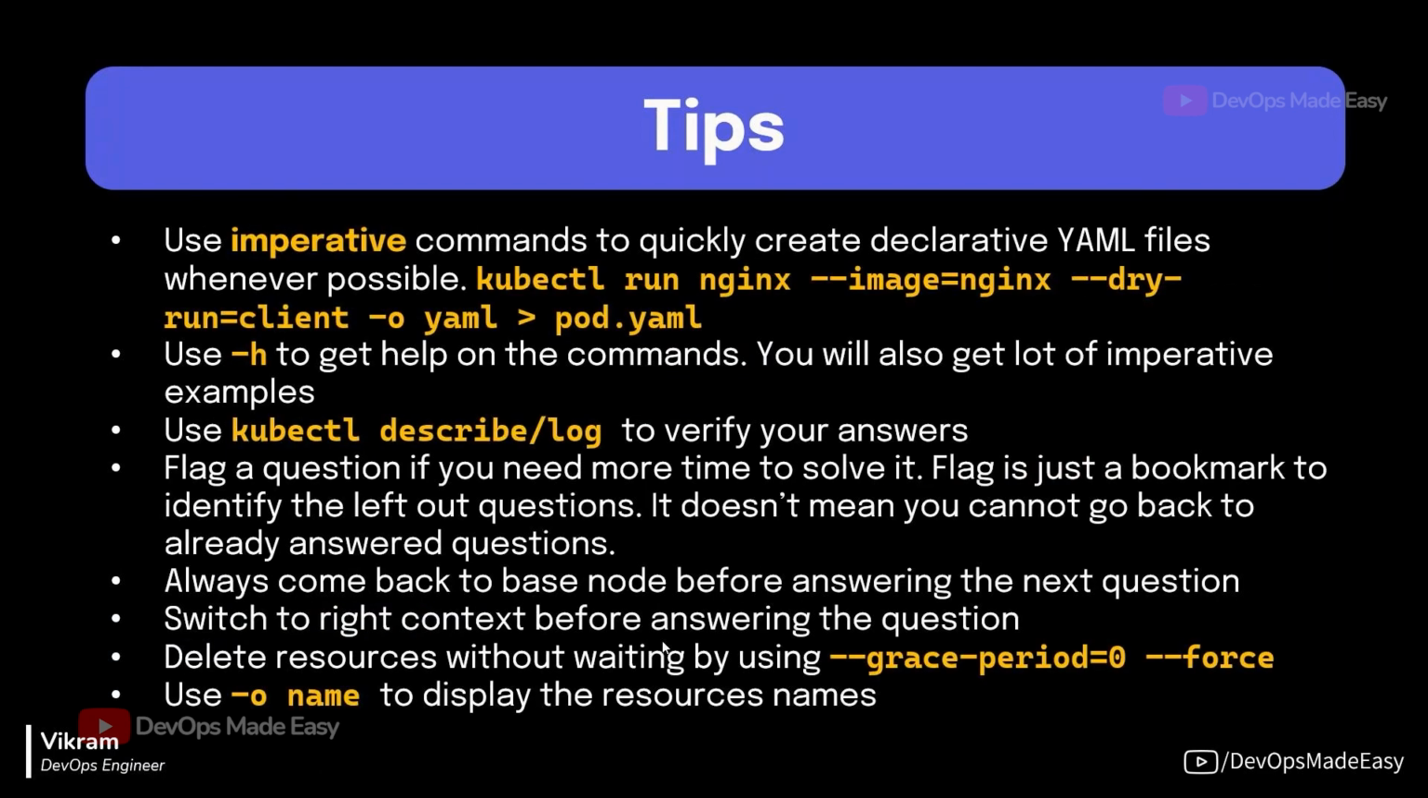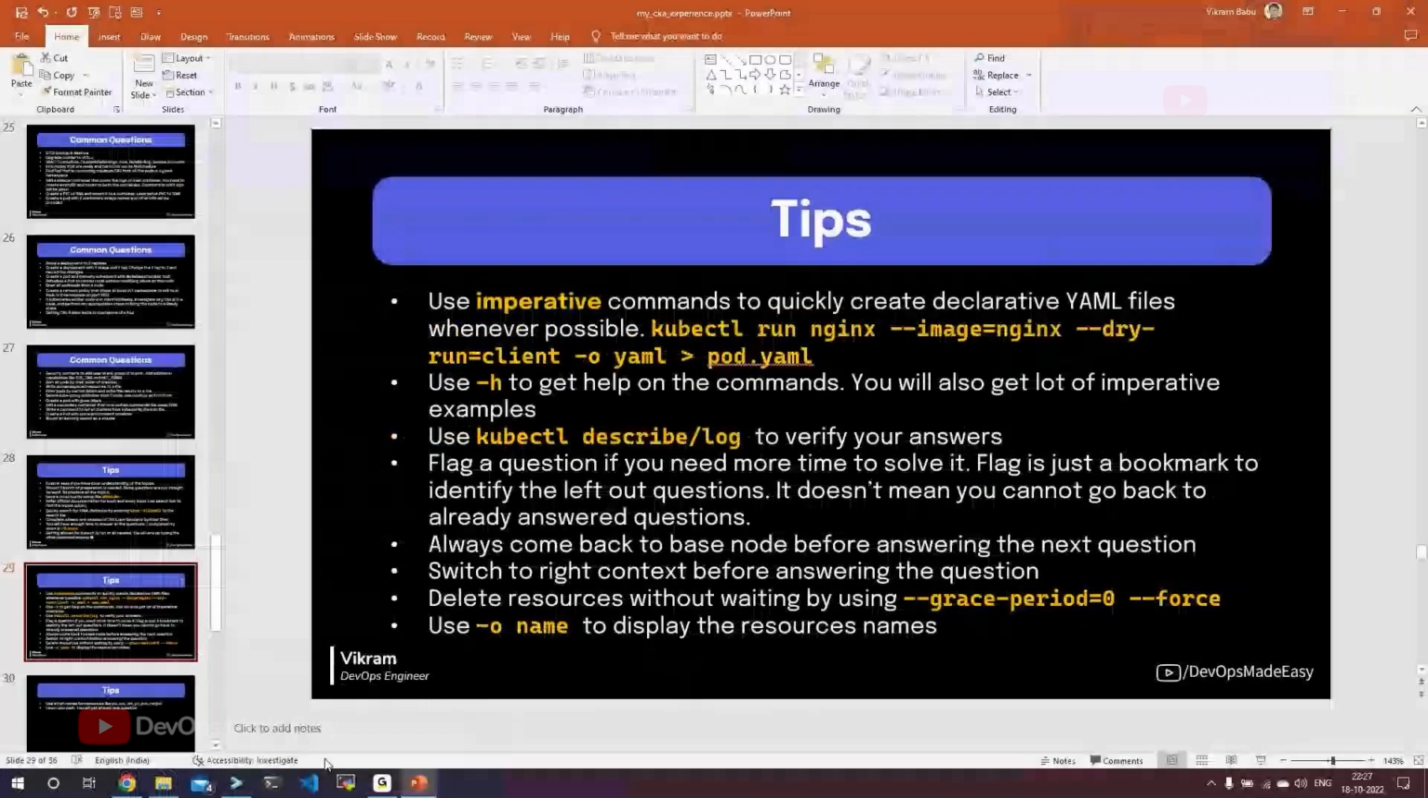Wherever you get declarative YAML questions, use the imperative commands, and then use dry run to generate the YAML format like this, and then start editing the YAML file. Of course, you can also copy from the official documentation. That's up to you. And also use hyphen h effectively, because everything is there in the help section.